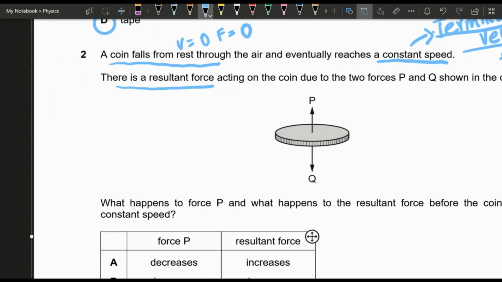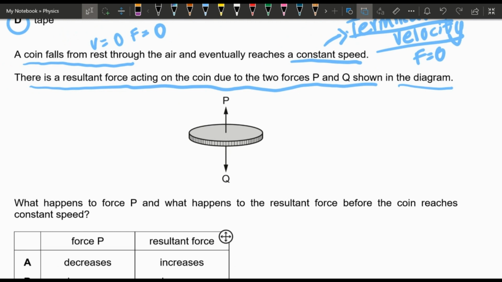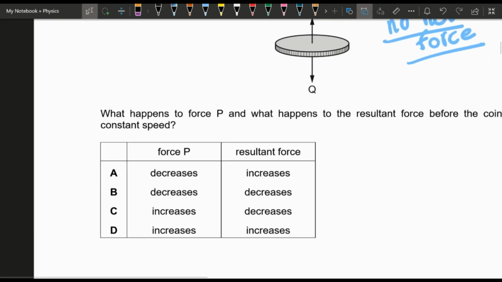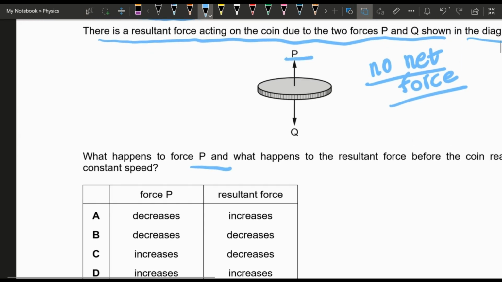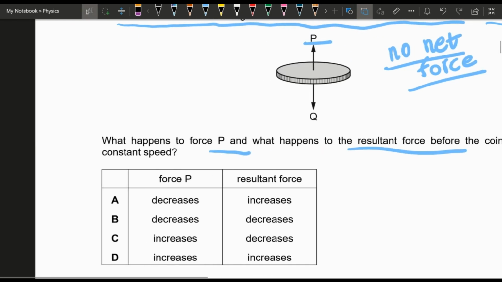There is a resultant force acting on the coin due to the two forces P and Q shown in the diagram. So the two forces are acting before the object reaches terminal velocity. Once the object reaches terminal velocity, although forces will be acting, there will be no net force. So now let's look at what the question is saying. What happens to force P, this force, and what happens to the resultant force before the coin reaches constant speed?